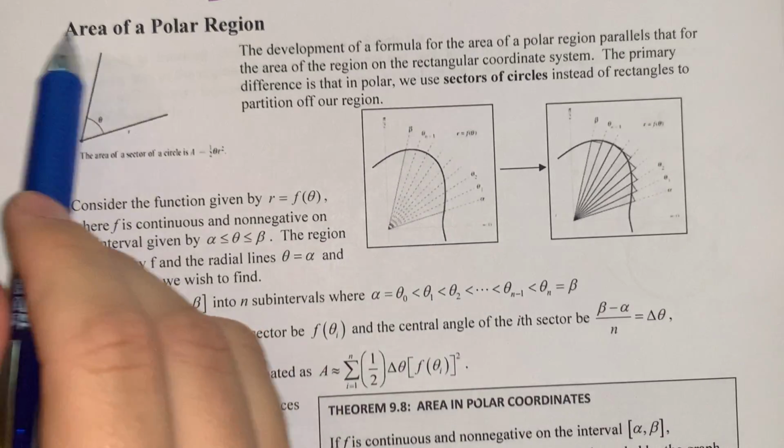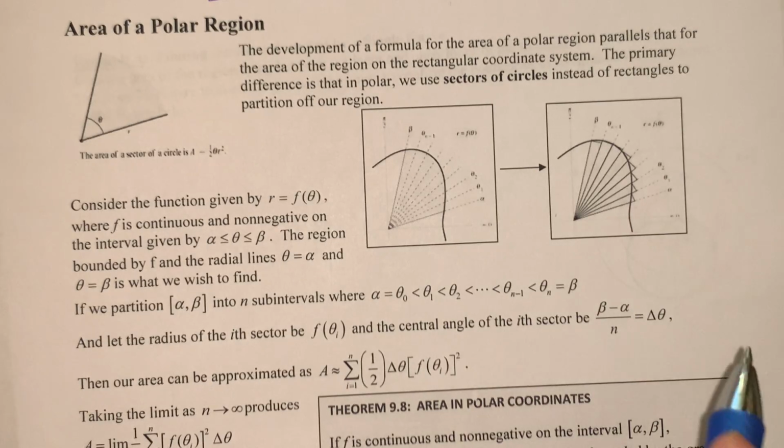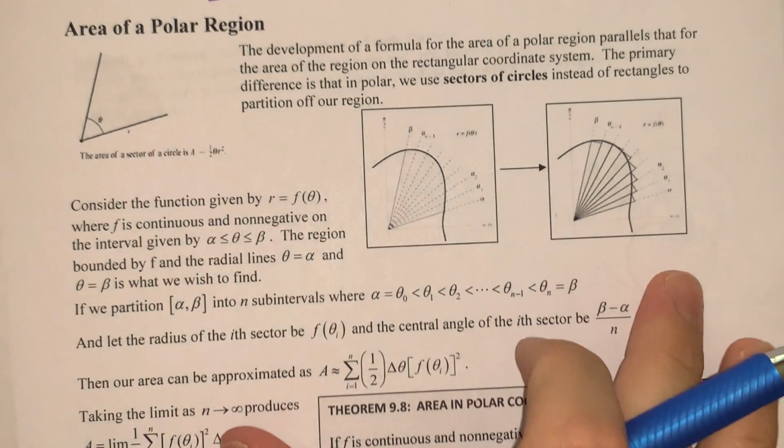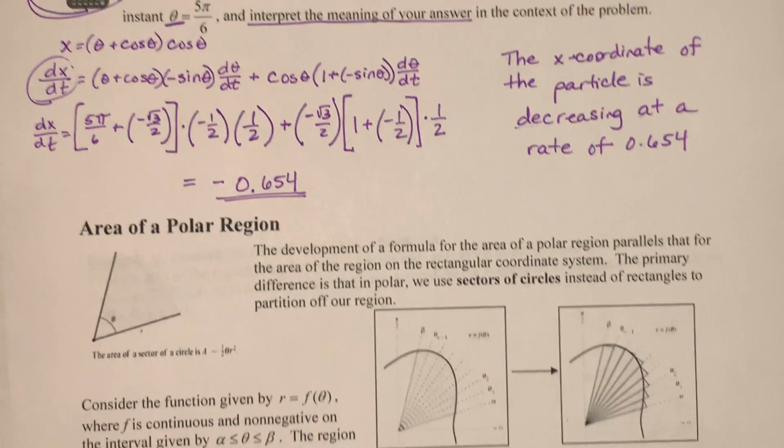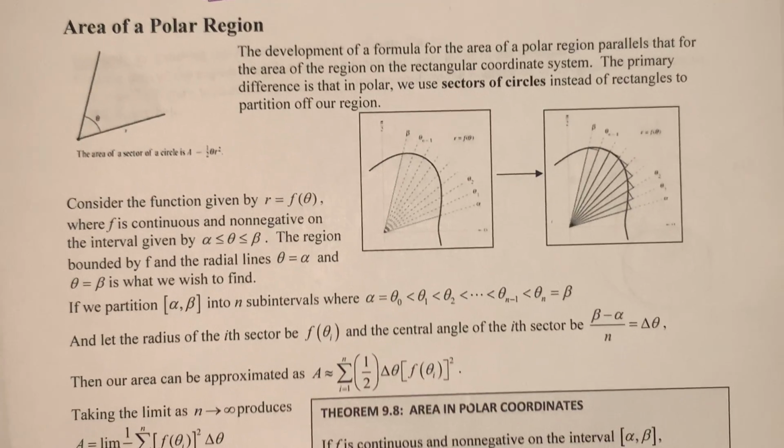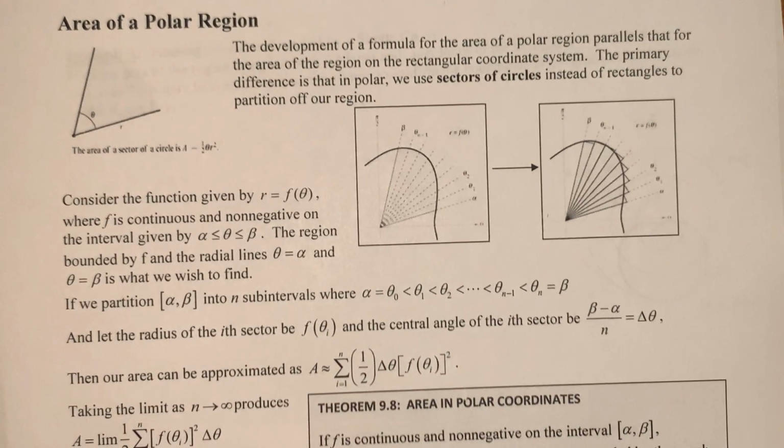I want to continue the notes for section 9.2b, where we're finding the area of a polar region. In the first two examples of this section, we were differentiating and finding rates of change, or slopes of tangent lines, with polar equations. Now we're going to move into the integration aspect of polar equations. And what better way to talk about integration than the area of a region?